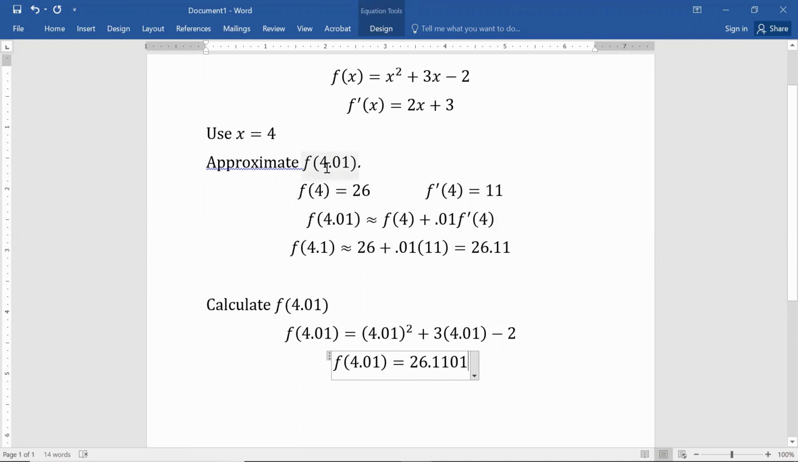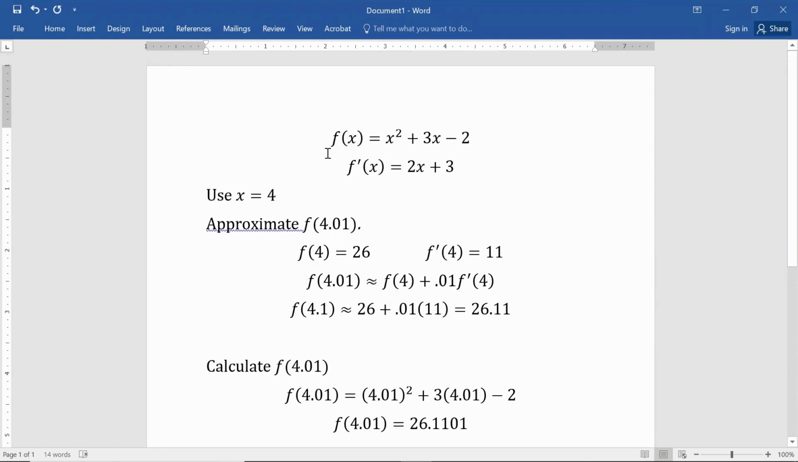So notice that these are closer. When our x values were a 10th off, our approximation was 100th off. Now, since our x values are only 100th off, our approximation is a 10,000th off. So our approximation got better the closer my point got to the x value that I was using to approximate it.